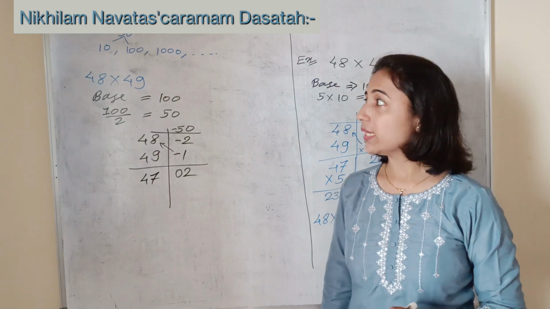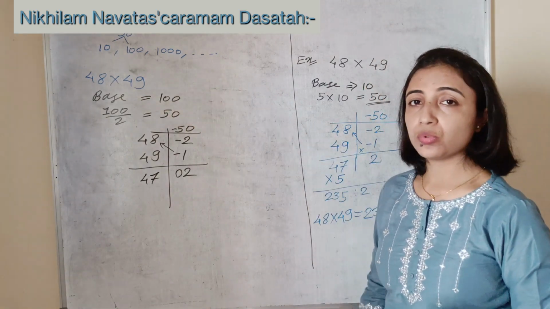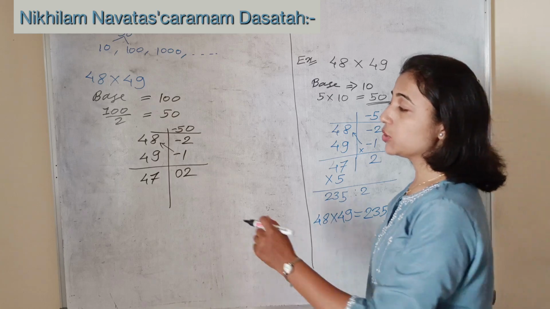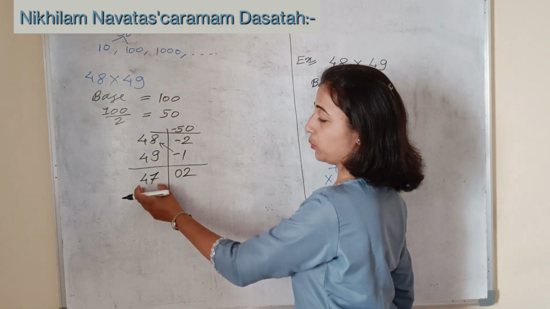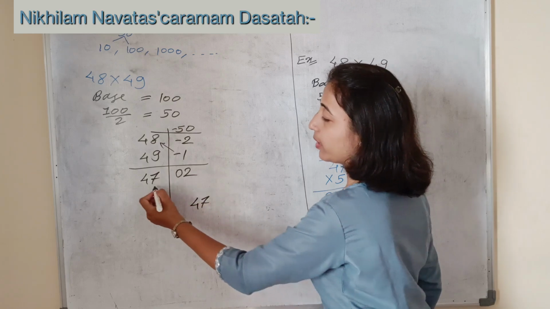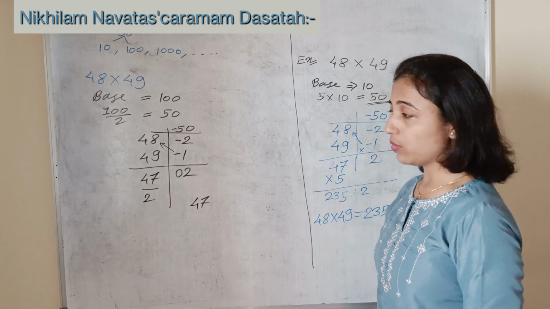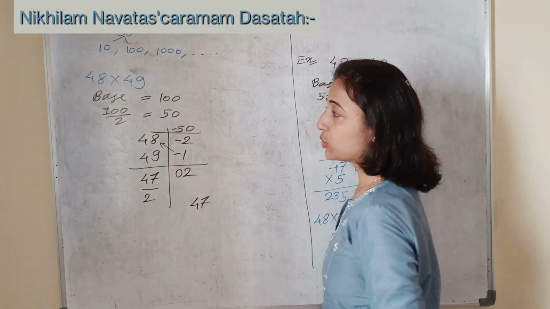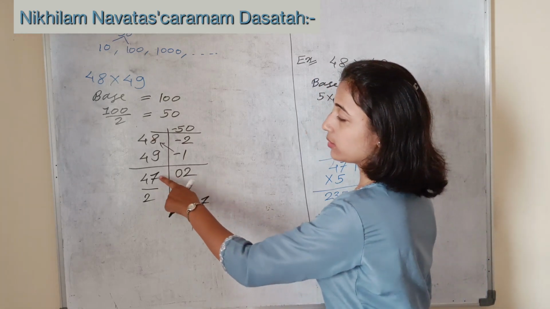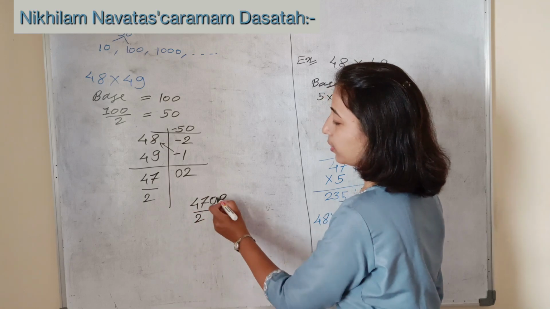Now what is our next step? Here 50 we get by dividing by 2 the given number. So here also we have to divide this number by 2. So our number is 47, and if we try to divide this number by 2, it is obviously not possible, because 47 is not an even number. So this combined number 472, divide this number by 2.